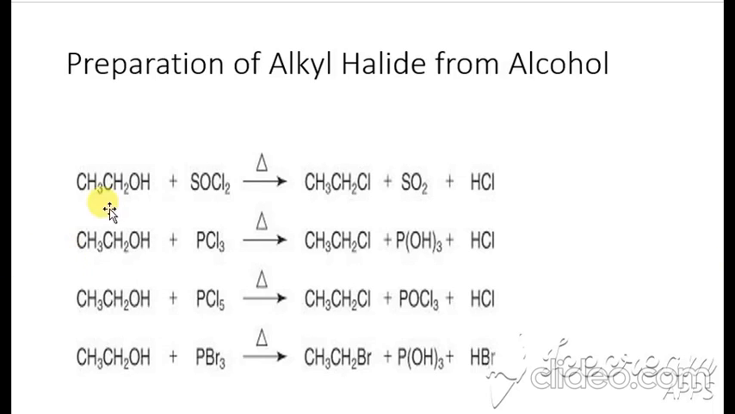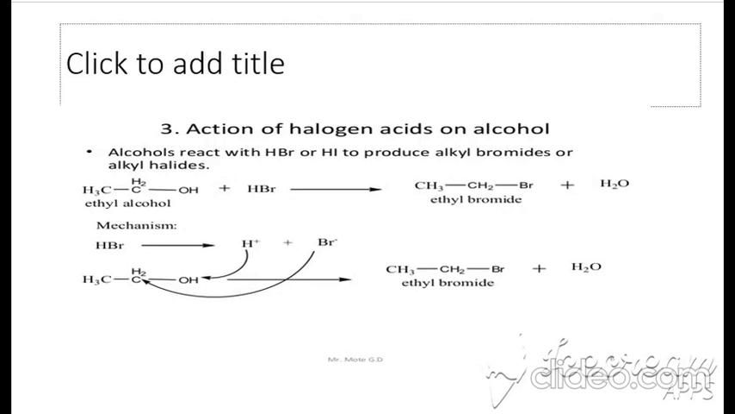Now, first of all, there is ethyl alcohol that reacts with thionyl chloride, phosphorus pentachloride, phosphorus trichloride, phosphorus tribromide. So what is the result? The result is alkyl halides. Look at this. First, here is the ethyl alcohol. Here the ethyl alcohol reacts with the halogen acid HBr, and the result is the alkyl halide, ethyl bromide and water.